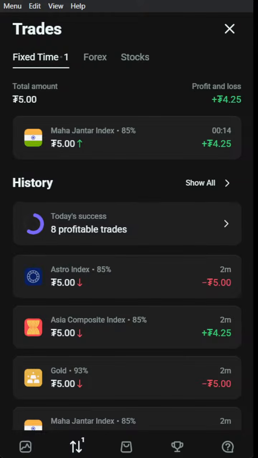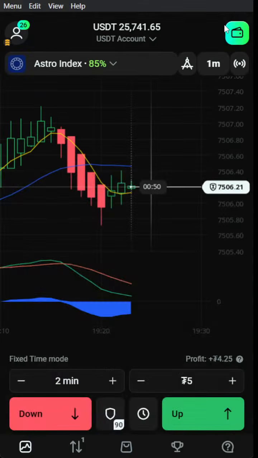Which trade is best for beginners? Best for beginners, at least 5 to 10 minutes trade. Best strategy for beginners, if you want to try Excel strategy, very good.